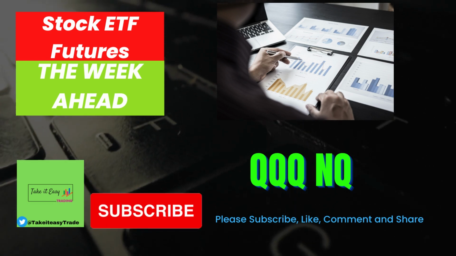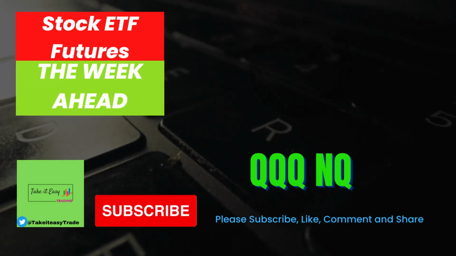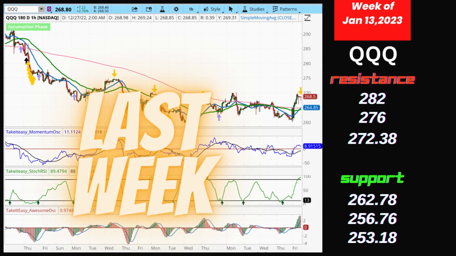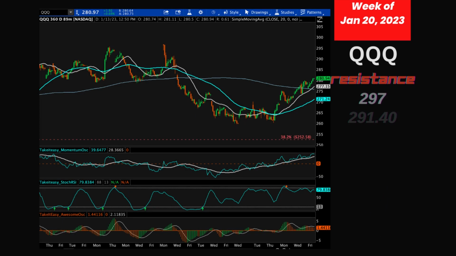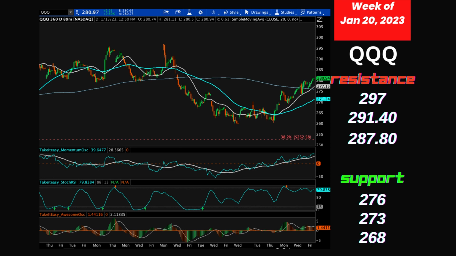Now, let's look at the QQQ and NQ futures. This is QQQ's chart and levels from the last week. QQQ is currently trading around $281. For the coming week, the first resistance is at $287.80, second resistance is at $291. The weekly resistance is at $297. Support or demand for QQQ would be first at $276. The next area of support will be $273, and weekly support will be at $268.